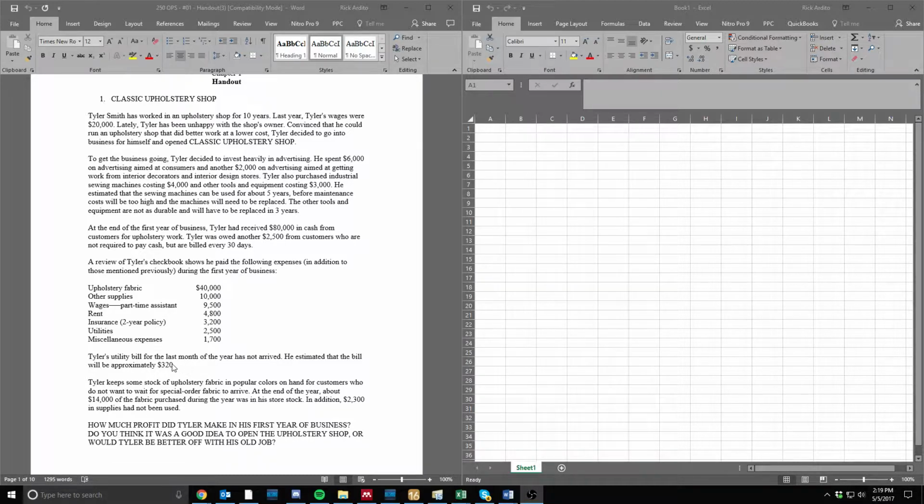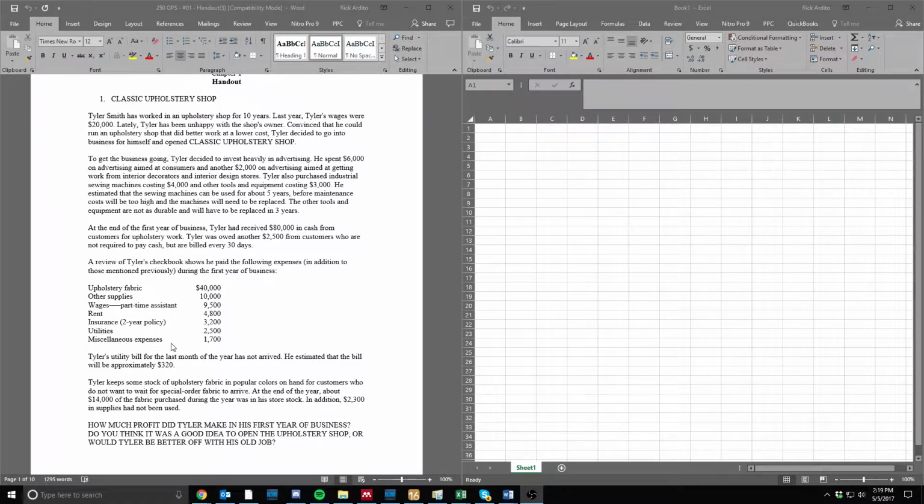approximately $320. Tyler keeps some stock of upholstery fabric in popular colors on hand for customers who do not want to wait for special order fabric to arrive. At the end of the year, about $14,000 of the fabric purchased during the year was in his store stock. In addition, $2,300 in supplies had not been used. How much profit did Tyler make in his first year of business? Do you think it was a good idea to open the upholstery shop, or would Tyler be better off with his old job? Wow, what a lot of information.